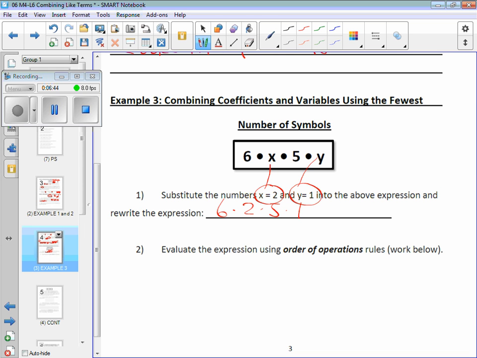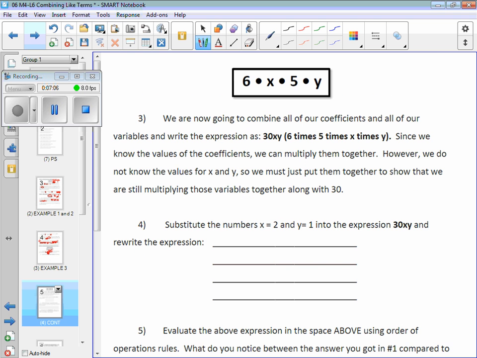And then evaluate it. Now, you don't have to do order of operations here because it's all multiplication. So you could just do 6 times 2 times 5 times y times 1 in your head. And Charles, what do you get? 60. Let's circle that. 60 it is. Kind of want you to remember that number because now you're going to take that leap. Go to the next page.